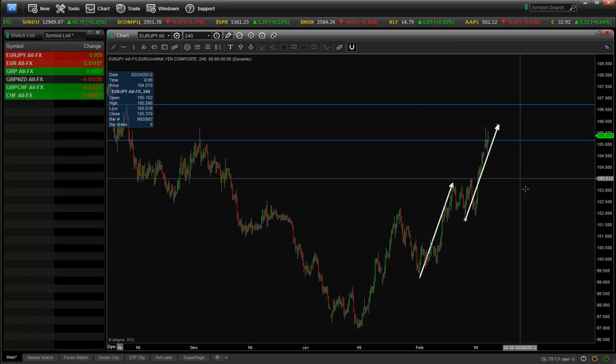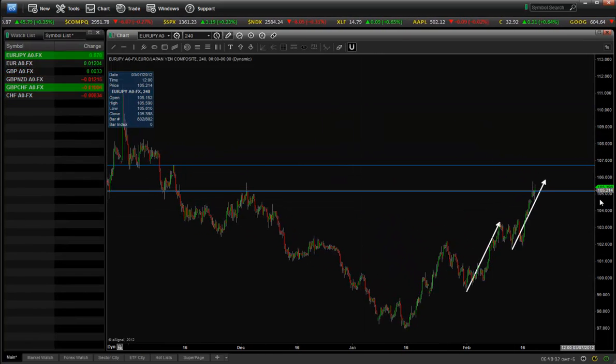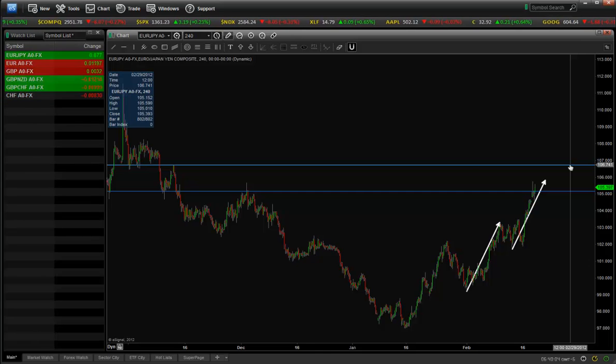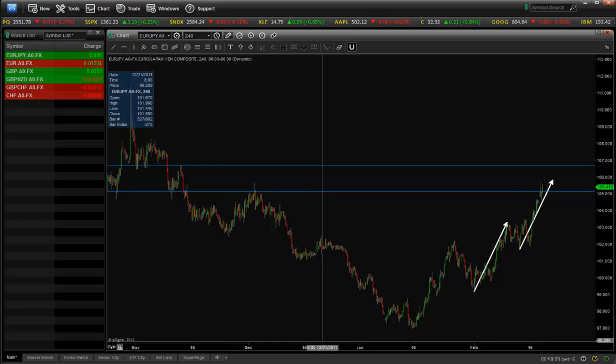Right up to about where we are now. And we're into really a potential reversal zone between 105.40s and 106.70s. Now that's a pretty big reversal zone. The problem is they can't make it any smaller than that.